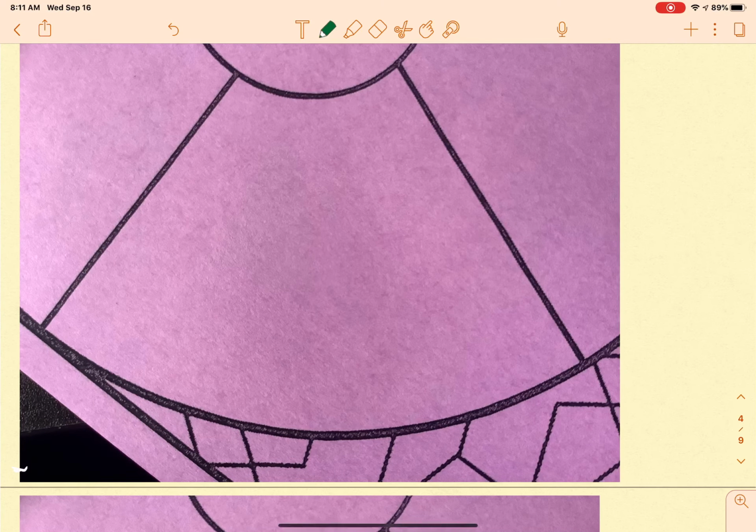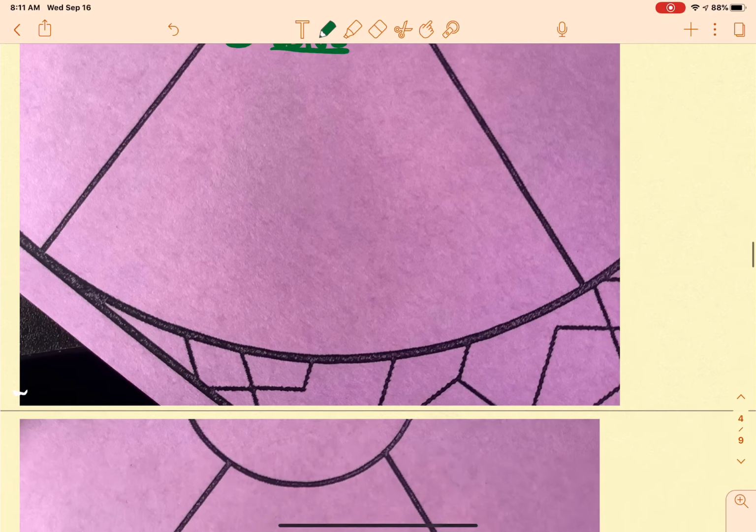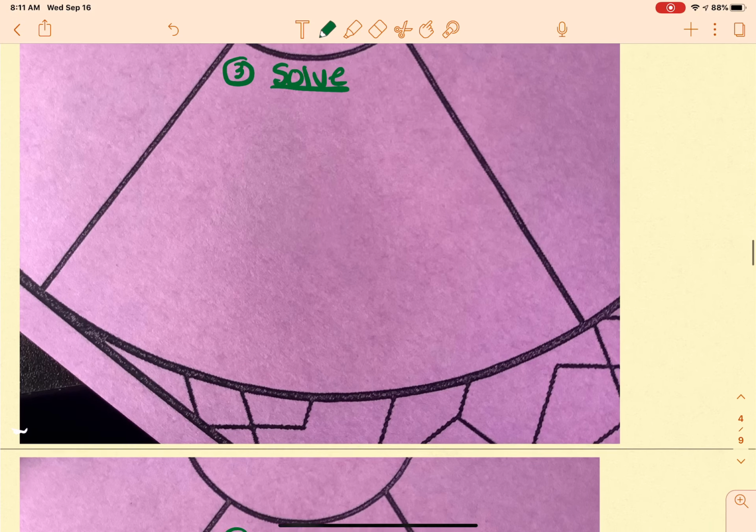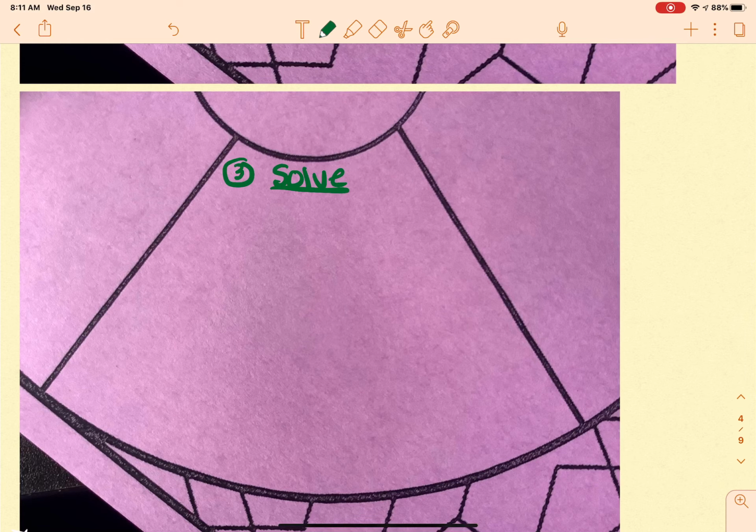So on the back, I'm going to do number 3. Just like I did before, I'm going to do a solve and a graph. Now, by the time we're done, we're going to have filled in all of the boxes in the front and back except for one. Okay, so here is number 3.